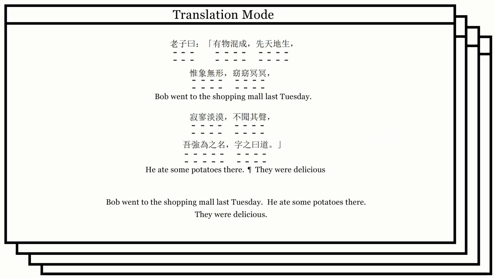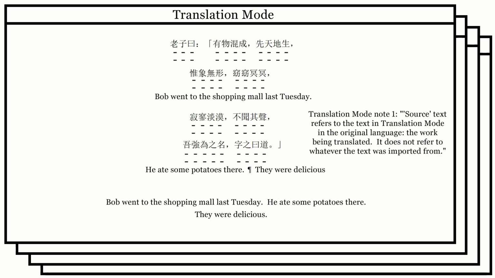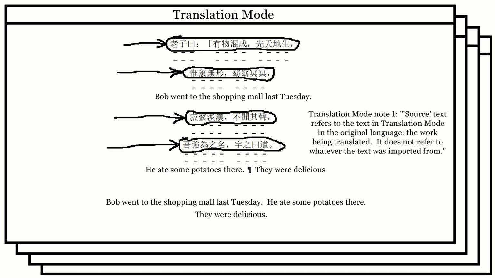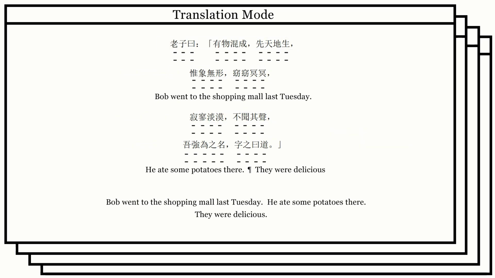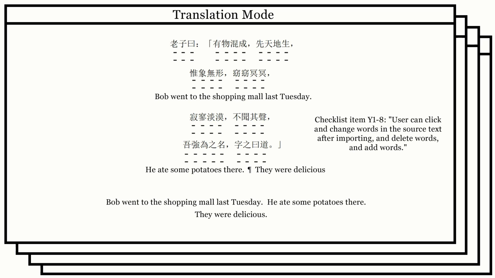Okay. Next. Translation mode, note 1. Source text refers to the text in translation mode in the original language, the work being translated. It does not refer to whatever the text was imported from. Now that we have this example on screen, these Chinese characters in this example are what we call the source text. Alright, next item. Checklist item 1-8.